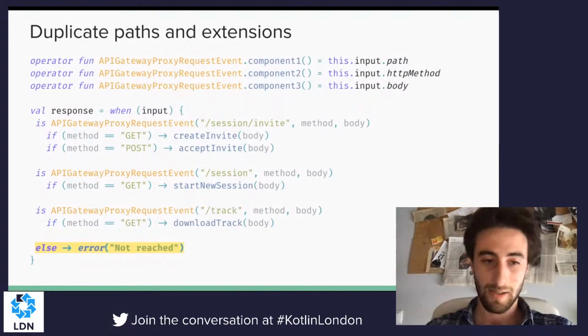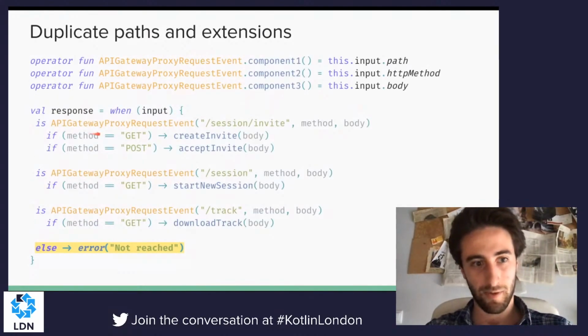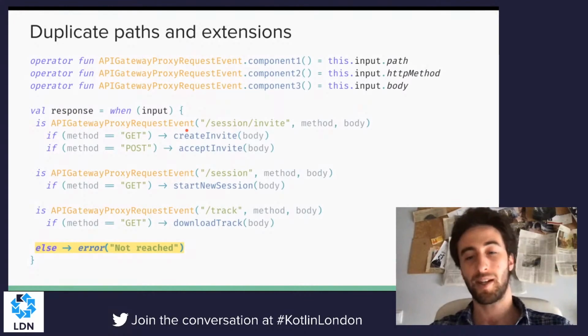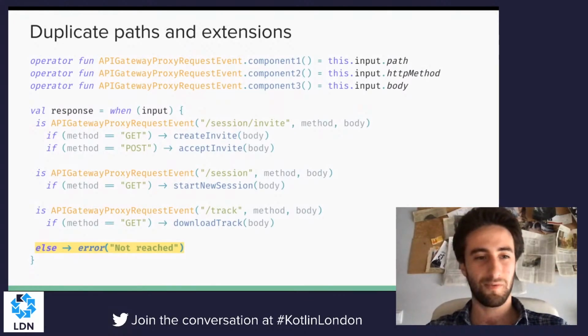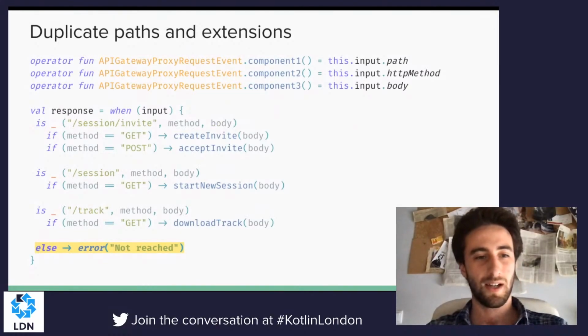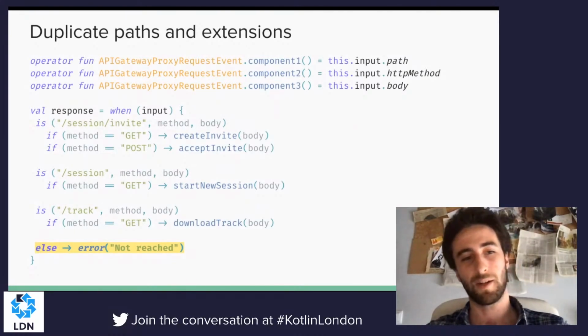So you might have noticed that we know the type of an API gateway proxy request event. So why would we need to type check an API gateway proxy request event? The short answer is we really don't. So we could just skip that type and just leave a wildcard. And the wildcard itself could be omitted as well, since we're only interested in the destructuring and the equality check.